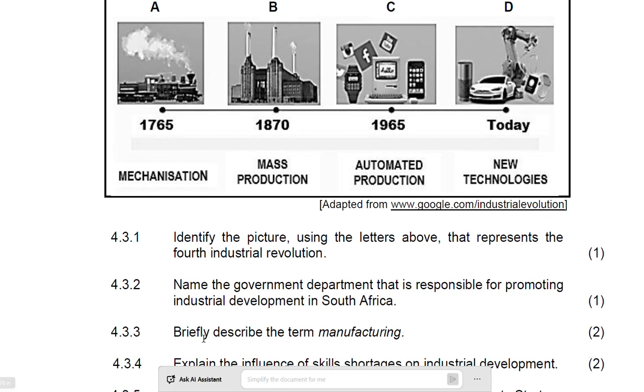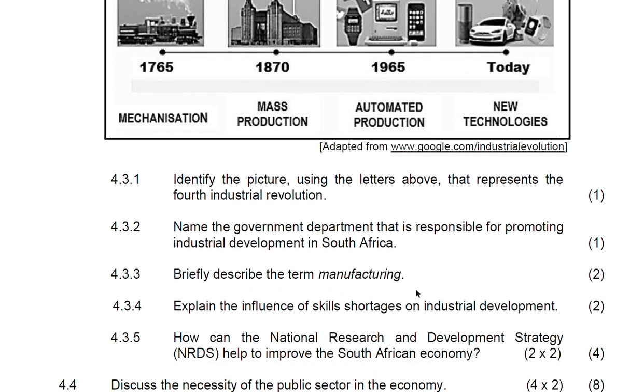Now 4.3.3, briefly describe the term manufacturing. Manufacturing is the process of converting raw material or natural resources into semi-finished and finished products. For example, if sugarcane is converted from being sugarcane to become sugar, that is the process of manufacturing. What is important to understand as well is that even if the product is not final, it is just semi-finished, it is still regarded as manufacturing. The product does not have to be a final product.